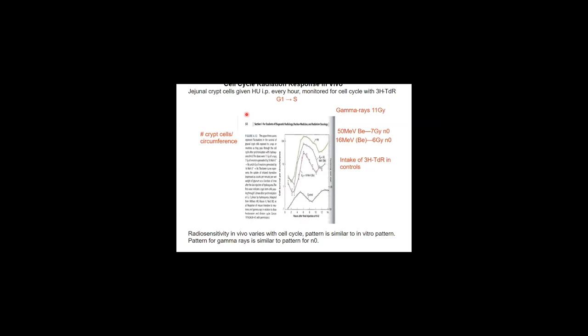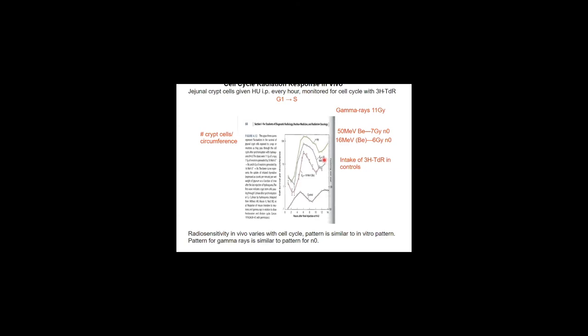Now, I need to point out, this jejunal crypt cell assay is going to be very important. We're going to talk about it repeatedly in here. It's being used in this example to look at radiosensitivity during the cell cycle in the jejunum. And so what we see is they gave these animals hydroxyurea in order to synchronize them in the cell cycle, and then they followed the progression. And here you can see that the patterns look very much like the patterns we saw for the cells in culture. Patterns were virtually identical with the in vitro cultures.